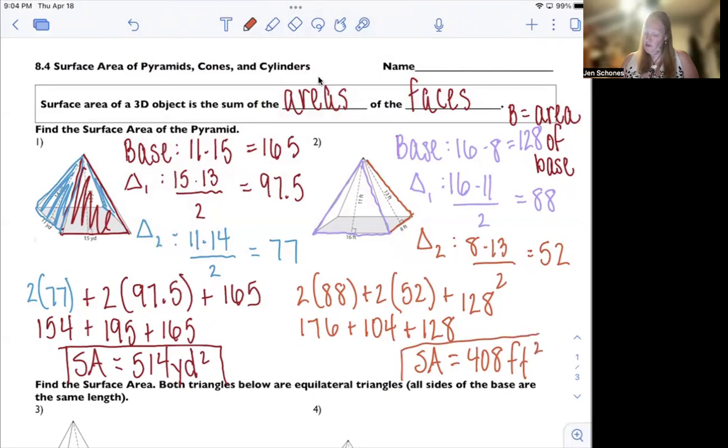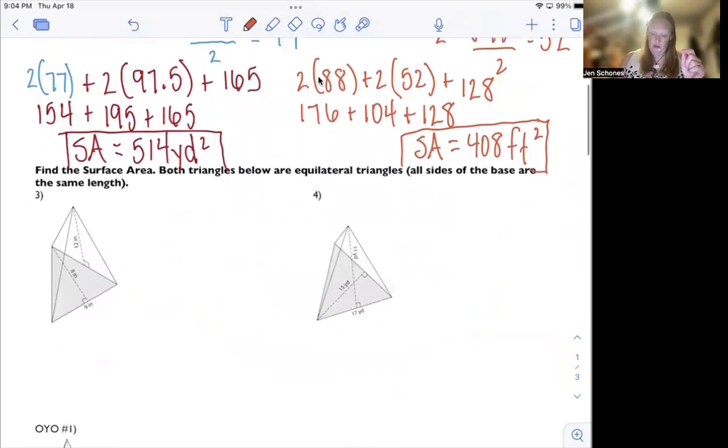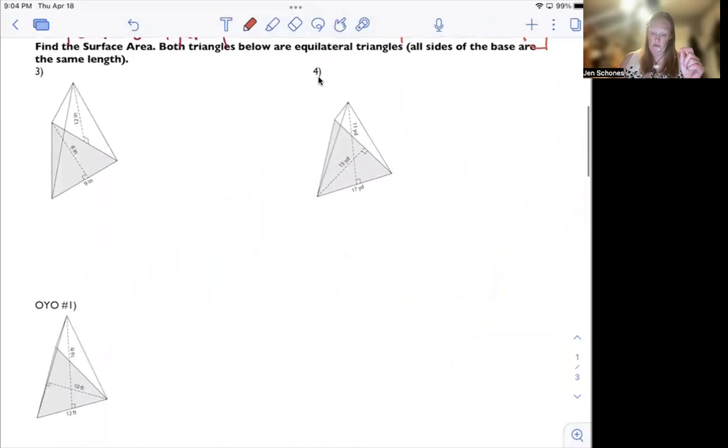So hopefully you're starting to just get the hang of it. You're not maybe overwhelmed with surface area. You totally know how to find surface area of rectangles, and you totally know how to find area of triangles. It's just seeing the parts and then adding them up. Okay, so let's move on to triangular pyramids. These are a little bit trickier because they're hard to see, okay? So if you look at this, it might be like, whoa, your eyes are wigging out, okay?